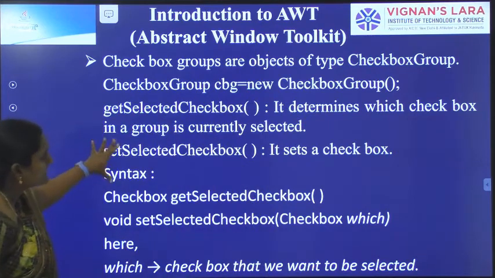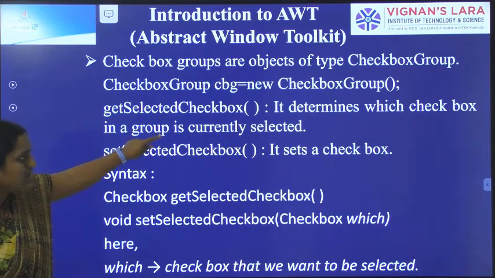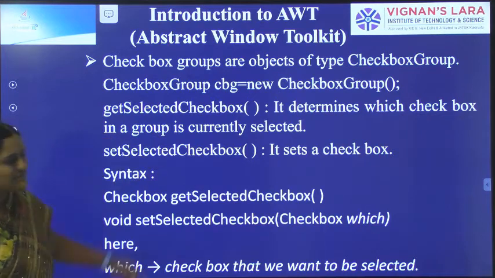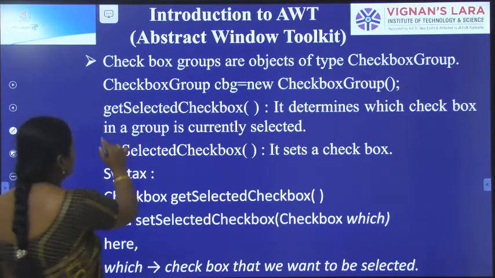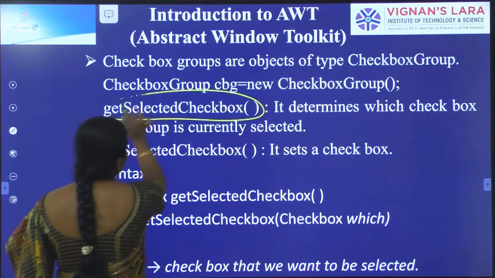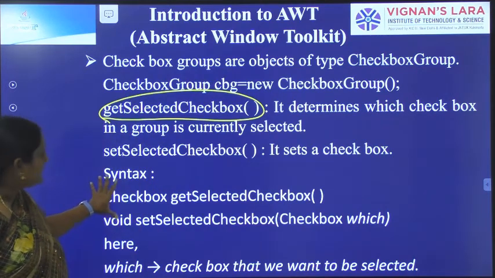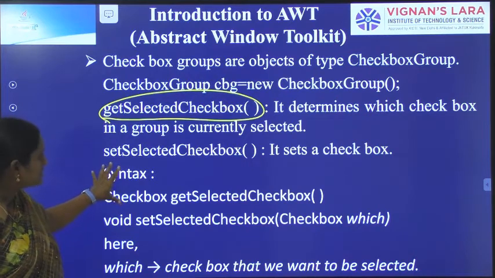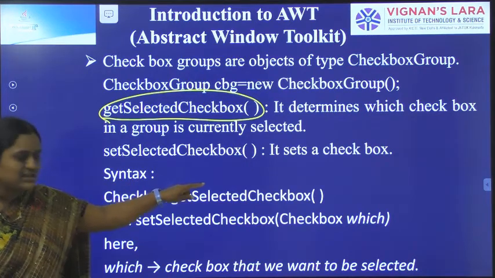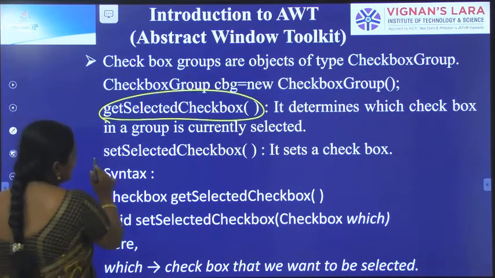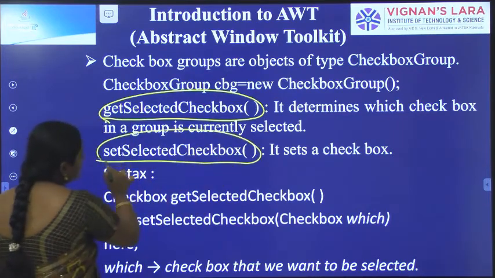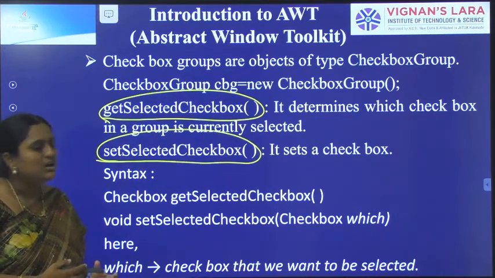Next, checkbox defines a number of methods. Here, getSelectedCheckbox determines which checkbox in a group is currently selected. Sometimes you want to know which checkbox is currently selected. How do we set those checkboxes? setSelectedCheckbox selects the checkbox. So setSelectedCheckbox is a method, and in this method we have to set the checkbox.